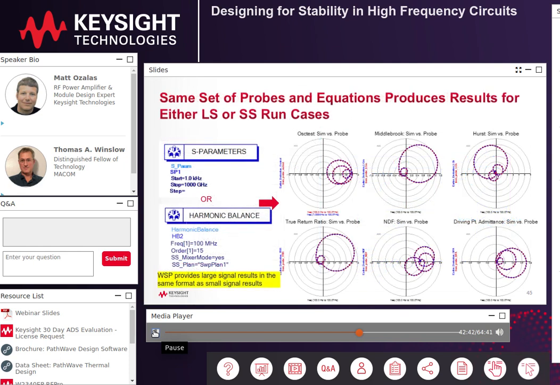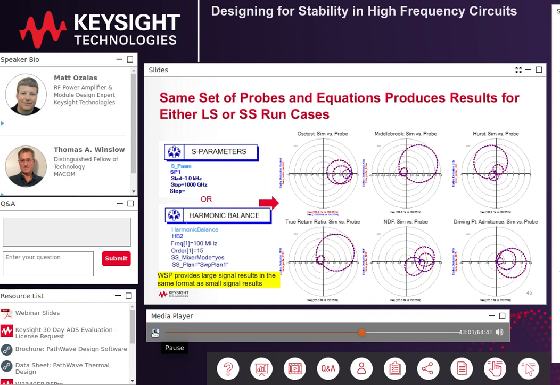Compared with the small signal case, I didn't have to change anything in the data display to view all of the same metrics. In other words, the data format for the probe for a large signal simulation is the same as for a small signal simulation. And here are all the figures of merit from before, just under large signal drive instead of small signal drive.